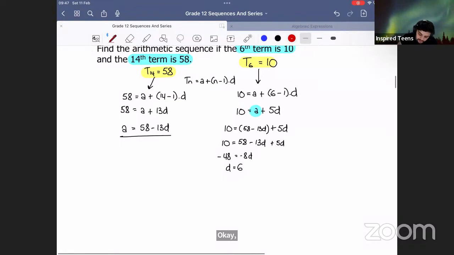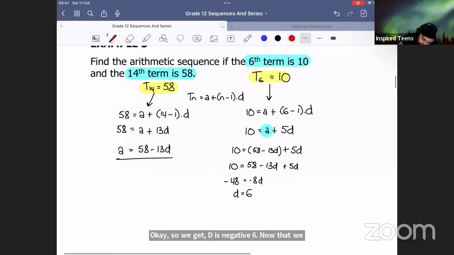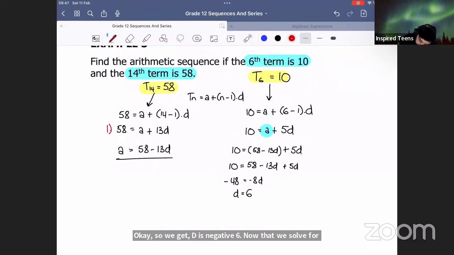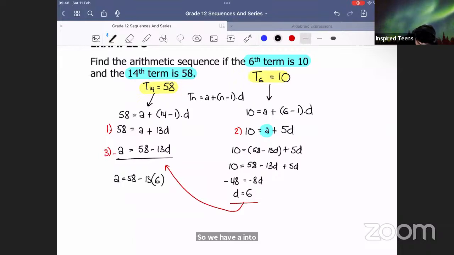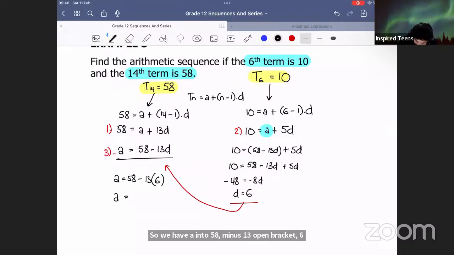So we get D is 6. Now that we've solved for D in simultaneous, remember we call this equation 1, we call this equation 2, and the one we rearranged, we call equation 3. Whenever you solve for one variable, it's always easiest to substitute that known variable into the rearranged equation. So we have A equals 58 minus 13, open bracket 6. And when you solve for it, you get A as negative 20, I'm pretty sure.